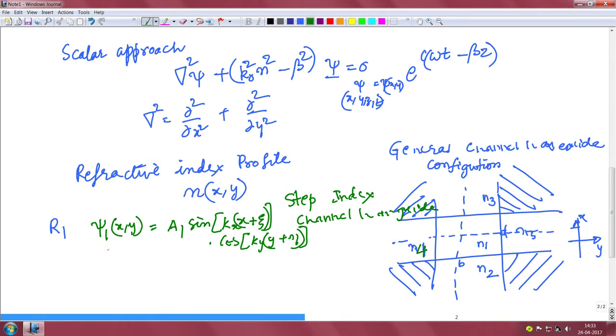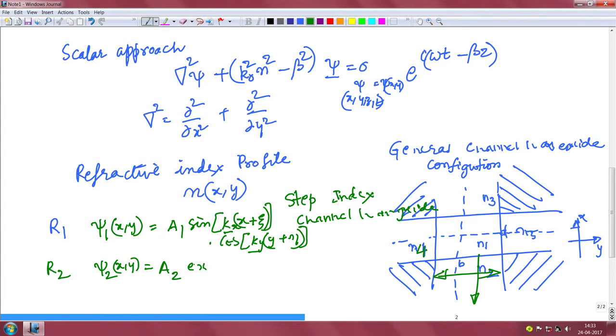So, we can express the field in the guiding region as a product of sine and cos, where kx and ky are constants representing the variation of the field along x and y directions oscillatorily. Similarly, in the region 2 we can express the field psi 2. This is a region 2 where we have oscillatory nature in the x direction and exponentially decaying nature in the y direction.